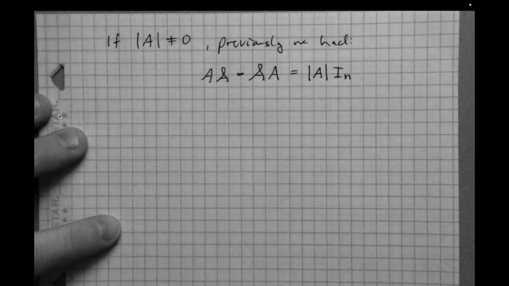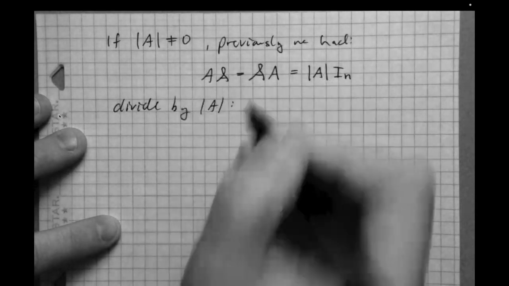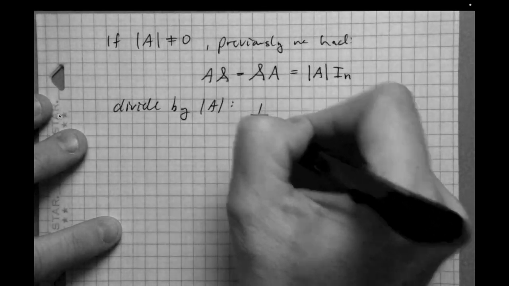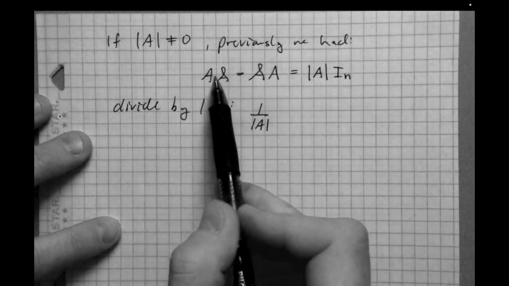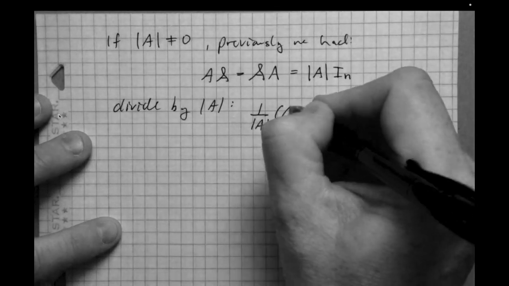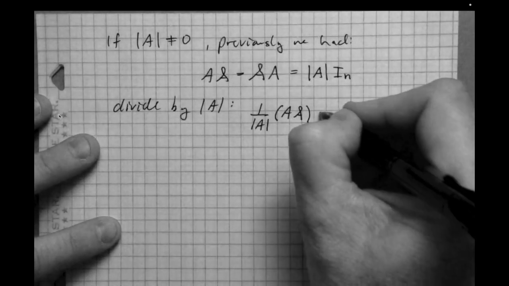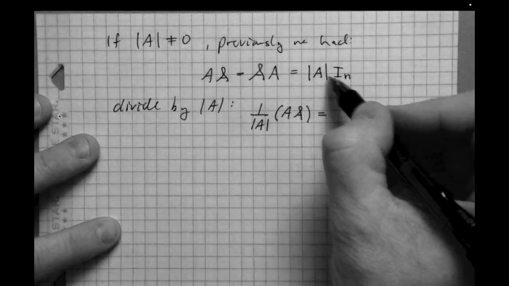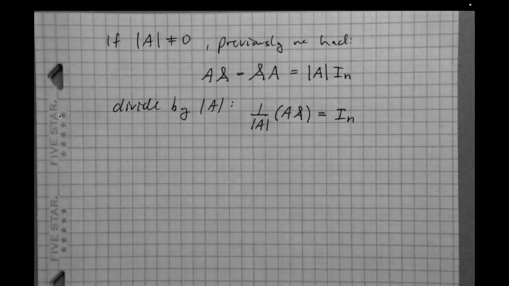Okay, so because the determinant is non-zero, we can divide. So divide by the determinant of A. What do we get? Well, you'll get 1 over the determinant of A times, and I'm just going to use this one here. This is the easiest one to work with. We'll start with this one. So times A adjoint, and that's going to be equal to basically this guy here divided by the determinant of A, which is just going to be the identity, right? So you get this.